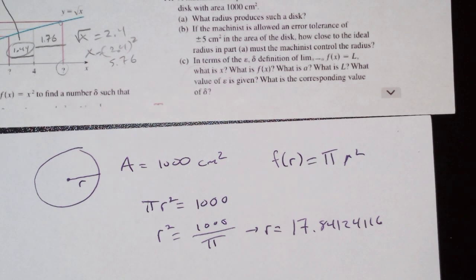I will never, ever claim to be perfect. So, part B, the machinist is allowed an error of plus or minus 5 square centimeters. Wait a minute. That's a change to the area, right? And the area is the output of this function. That's my epsilon. It's telling me how far above or below my target 1,000 I can be.